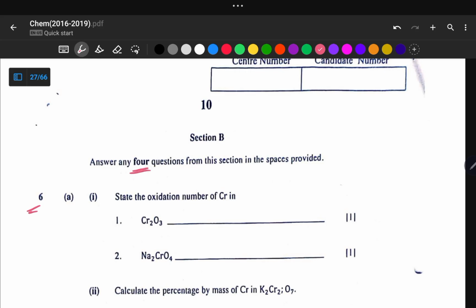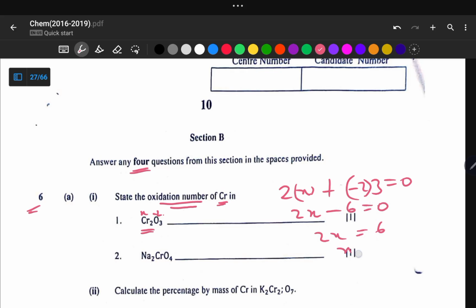So the first question says state the oxidation state of chromium in this chromium(III) compound, right? So let us say x, and then minus 2 as the oxidation state for oxygen. So we have 2x plus minus 2 by 3 being equal to 0. So it's 2x here, and then here negative 6 being equal to 0. So 2x is equal to 6, x is equal to plus 3, right? So it's plus 3.